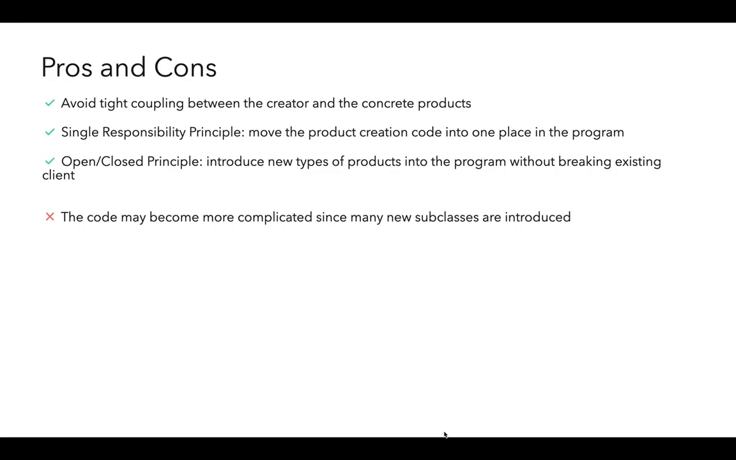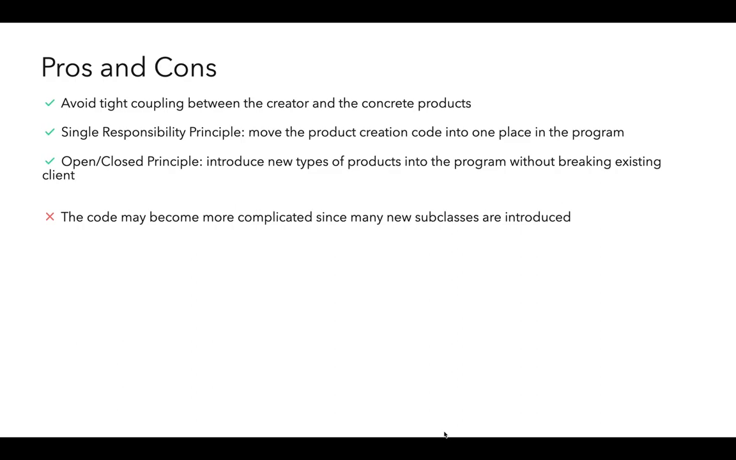Next, we will talk about the pros and cons. Here we can avoid tight coupling between the creator and the concrete products. We will obey the single responsibility principle, moving the product creation code into one place in the program, and we also obey the open-closed principle. We can introduce new types of products into the program without breaking existing client code.